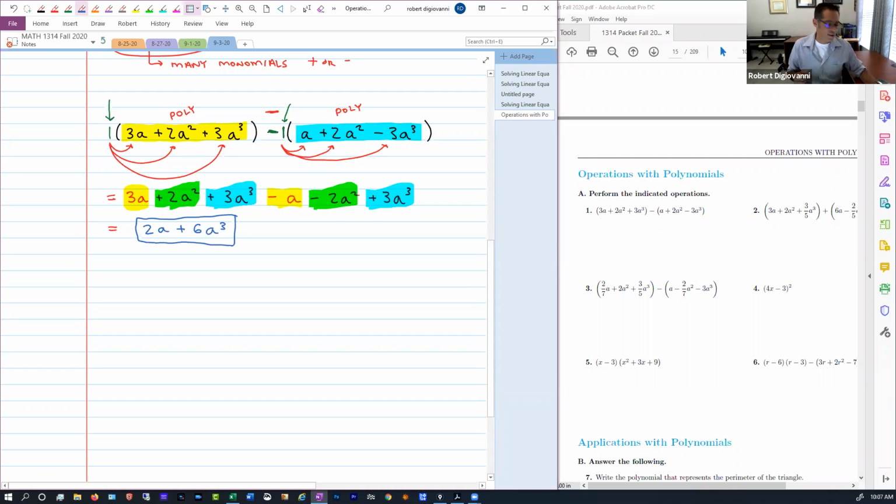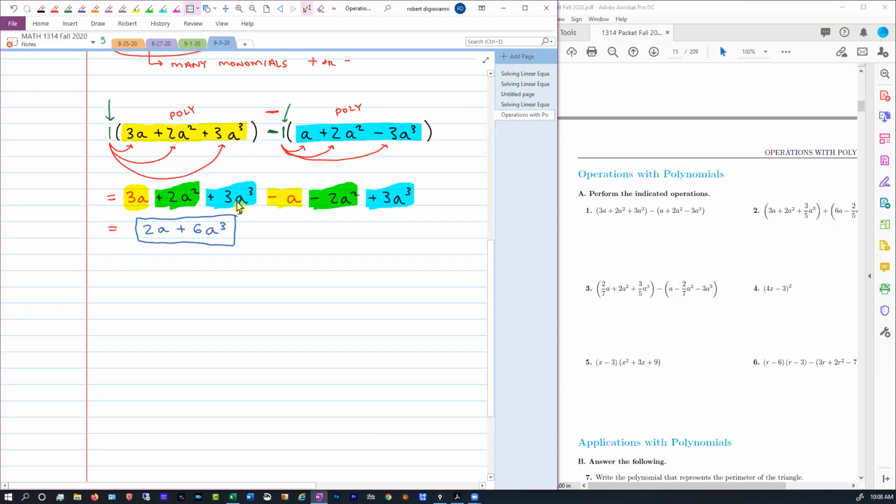So look at our answer. Our answer is a polynomial, isn't it? We started off with two polynomials, we subtracted them, and our answer is a polynomial. Makes sense, right? If you start off with two numbers and you subtract, you end up with a number. If we start out with two polynomials and we subtract, we end up with a polynomial. So it's okay that our answer has variables in it.